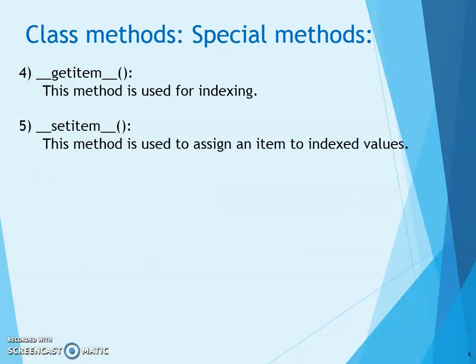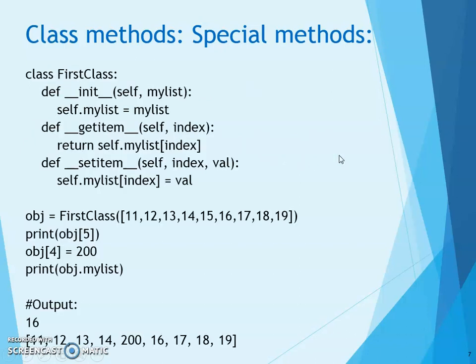The next method is get item, and one more method is set item. This get item is used for indexing, getting the value at that index, and set means we want to assign a value to the indexed value. So we'll see the example of this getitem.